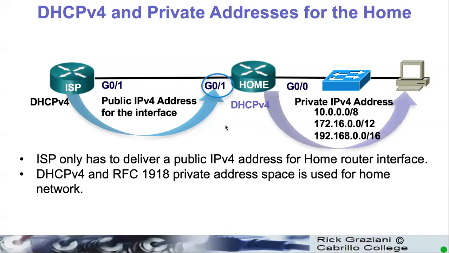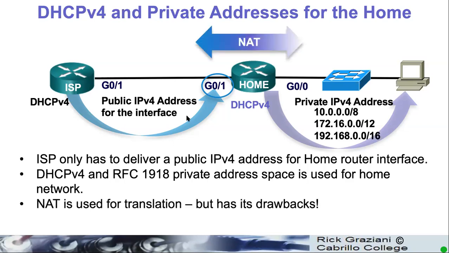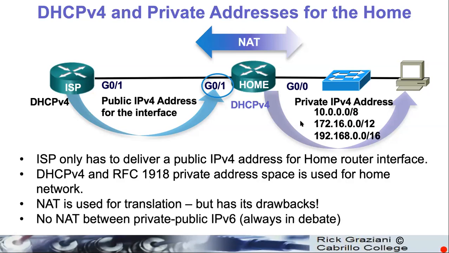But in either case, your router will also act as a DHCPv4 server and assign private IPv4 addresses for your internal devices. Of course, this means your router must perform NAT to do the translation between the private addresses and whatever address it received from its ISP. That's also known as port address translation, because it's using a single address typically to translate to multiple private IPv4 addresses.